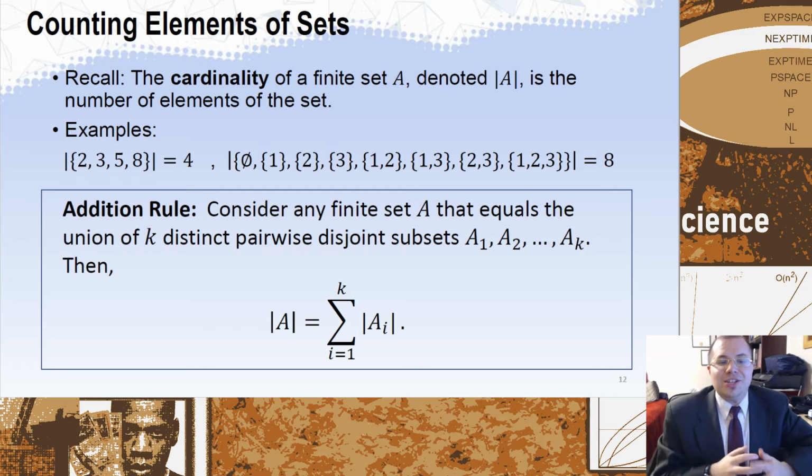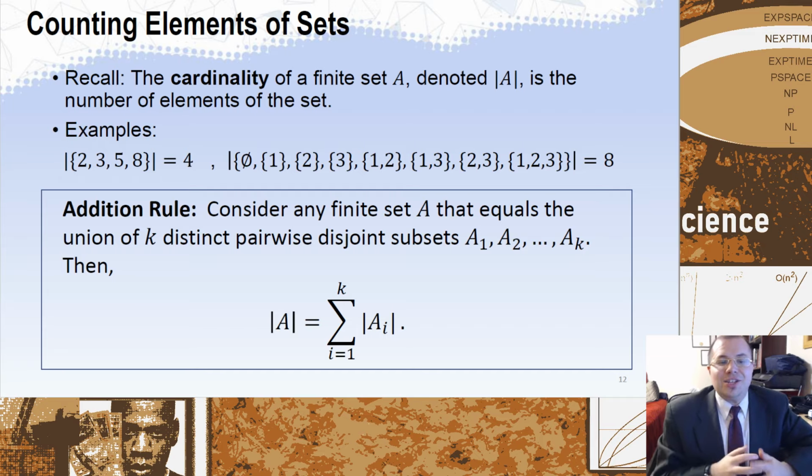So I want to prove the addition rule for you. I'm going to do it using induction, particularly weak induction. For any k greater or equal to 1, I'm going to let S of k denote the following statement. If a finite set A equals the union of k pairwise disjoint subsets, A sub 1, A sub 2, all the way up to A sub k, then the cardinality of A is just the sum of all the cardinalities of A sub 1, A sub 2, A sub 3, all the way up to A sub k. So that's the statement I want to ultimately prove for all k greater or equal to 1.